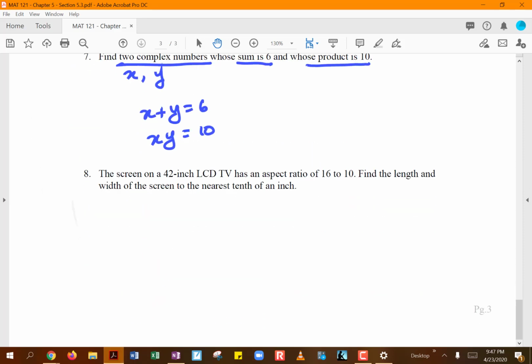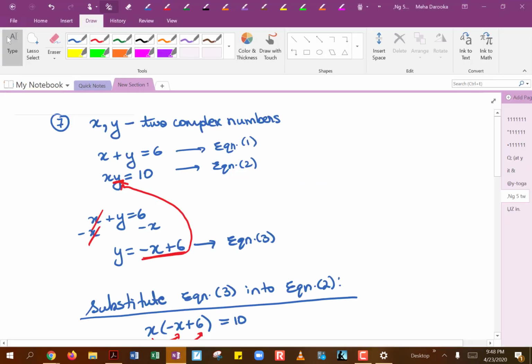Alrighty guys, so this is our last example over here, and they are talking about a screen on a 42-inch LCD TV that has an aspect ratio of 16:10. They're asking us to find the length and the width of the screen to the nearest tenth of an inch. So of course when they're talking about the tenth of an inch, they're talking about 1 decimal place. Okay? Alright, so let's go ahead and take a look at this example over here.